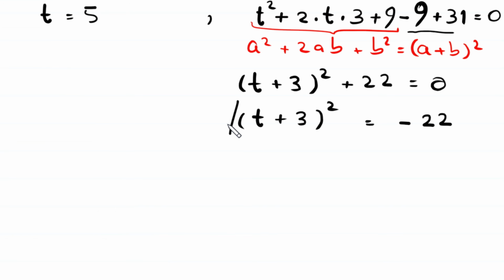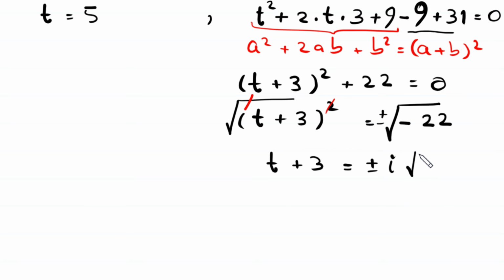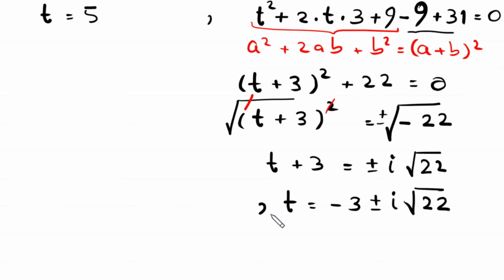Now we take the square root of both sides. The square cancels out with the square root, and we are left with t + 3 = ± √(−22), which becomes ± i times √22. Move this 3 to the right hand side. This becomes t = −3 ± i√22. And first we found that t = 5.